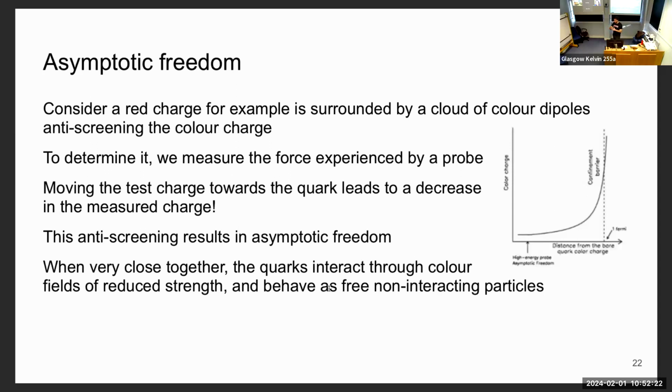But if you reach the edge, let's say, of a proton, around 1 Fermi, you see asymptotic behavior. Basically, it's going to experience an infinite color charge, which means there's a confinement barrier. So this anti-screening results in asymptotic freedom. When quarks are close together, they interact through color fields with reduced strength, and in that case they behave as free, non-interacting particles. But if you try to study one of them when it's confined, it is very hard, and this is the result of asymptotic freedom.